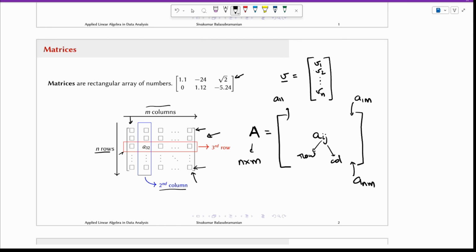Will be A, N by M. And what element does Aij represent? Which row, which column? It's an element in the ith row, jth column. Okay. All right.